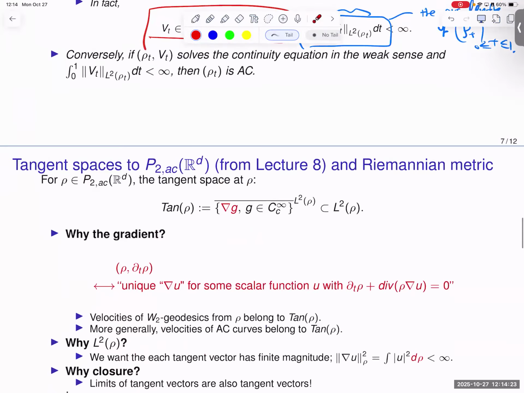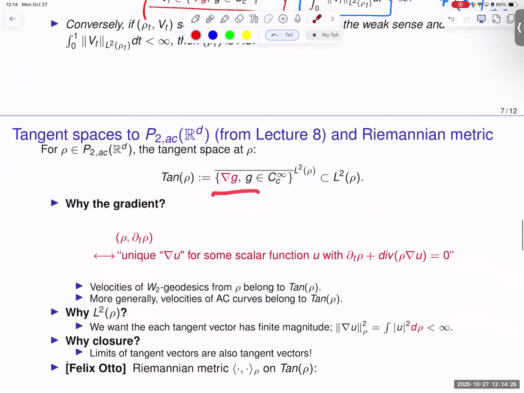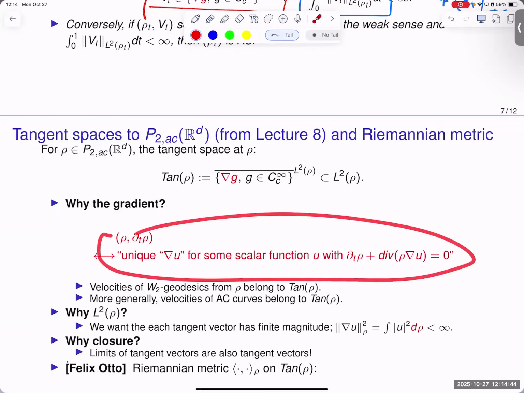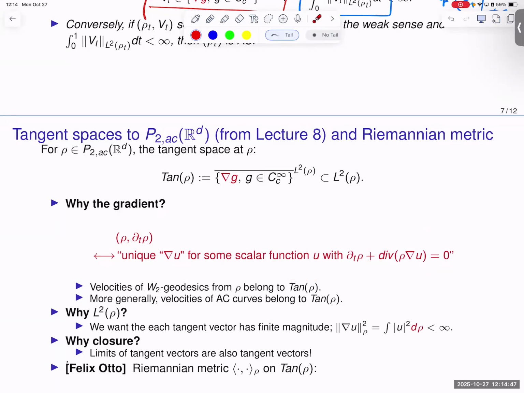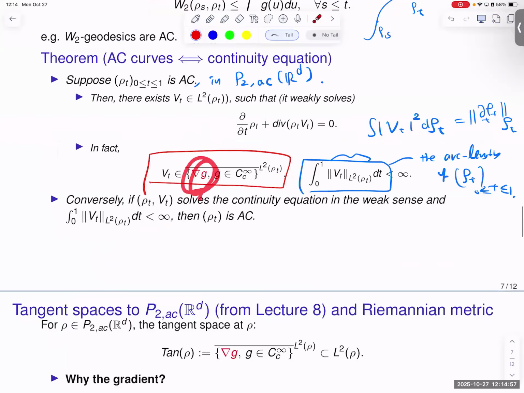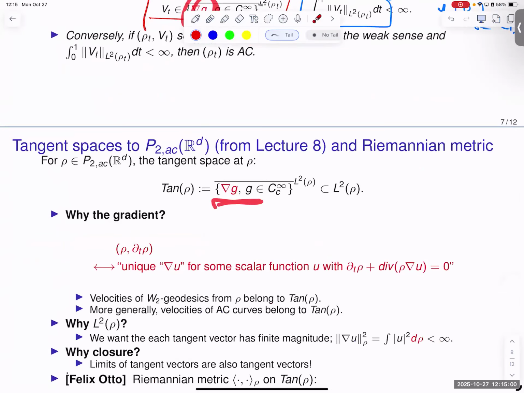But just now we can see the point of why we want to have this. Why gradient? Because each velocity vector should correspond to some gradient through the continuity equation. That's what we saw before. So this is what we have: they should correspond to some gradient. So that's why gradient. For any absolutely continuous curve, you have such a gradient here.